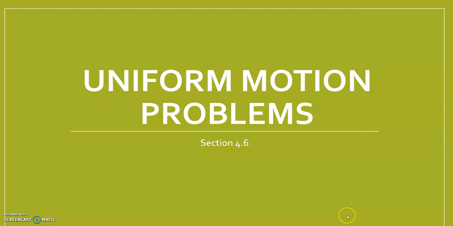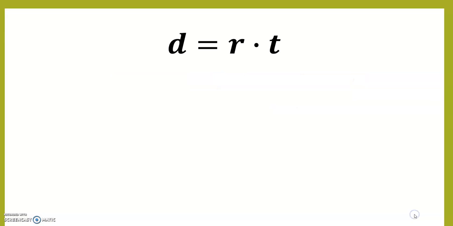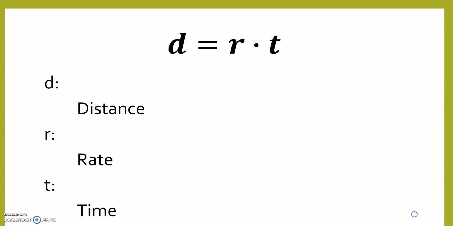Section 4.6, Uniform Motion Problems. We're going to use the formula D equals R times T. D stands for distance, R stands for rate, and T stands for time. Our rate is constant, always the same. That's why it is a uniform motion problem.